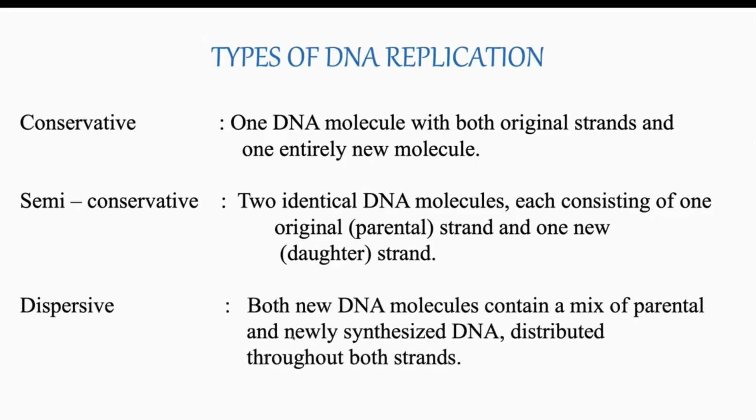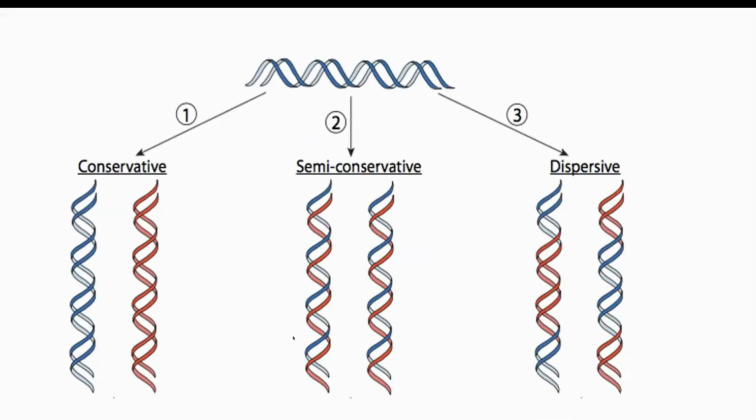And the last method is the dispersive method. Here both new DNA molecules contain a mix of parental and newly synthesized DNA distributed throughout both strands. So it is the fusion of both parental and daughter DNA. This picture clearly shows the different types of DNA replication methods.